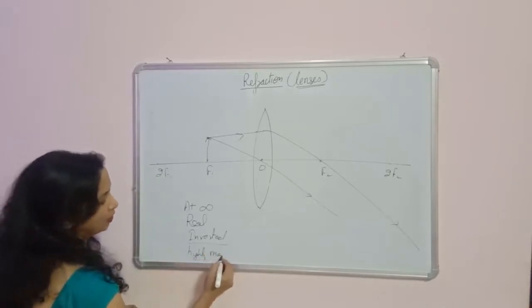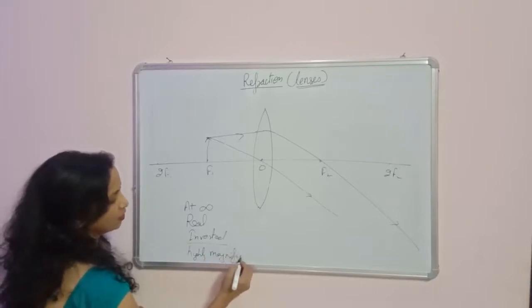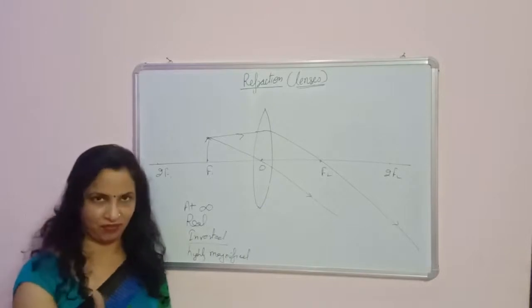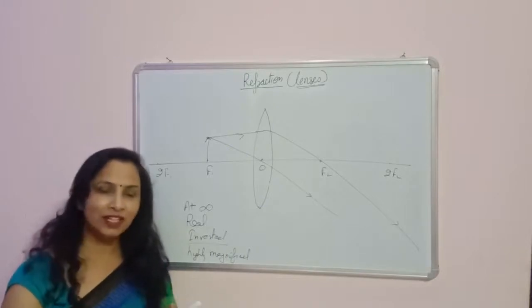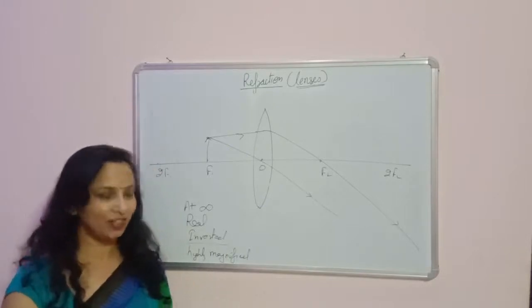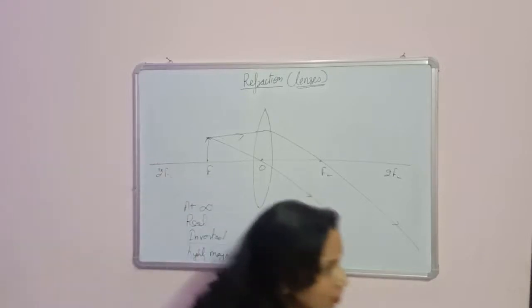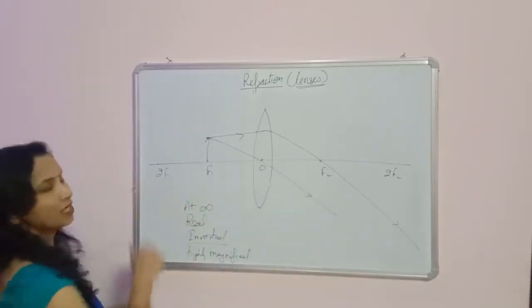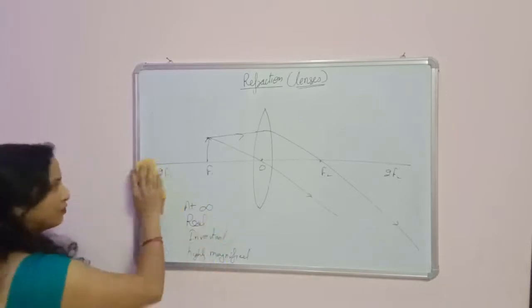Highly magnified. Okay. So this is the nature of the image when we place the object at F. It is real, inverted, at infinity, and highly magnified. Okay. This was, I think, the fourth condition. 1, 2, 3, 4. Yes, the fourth condition. Now the fifth one is.